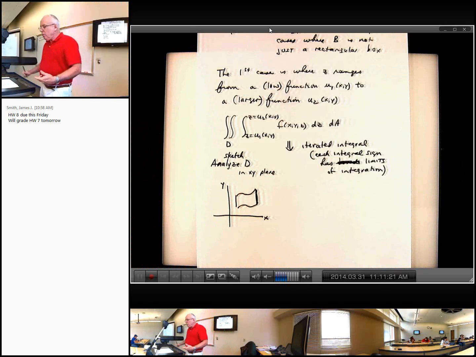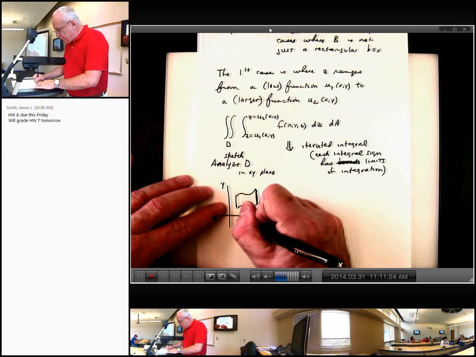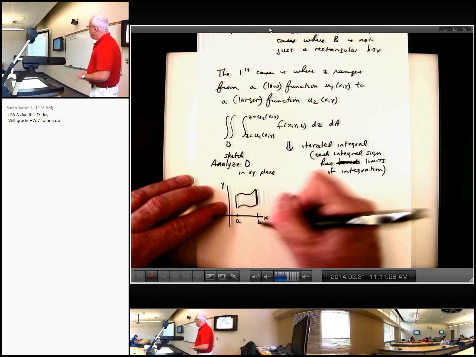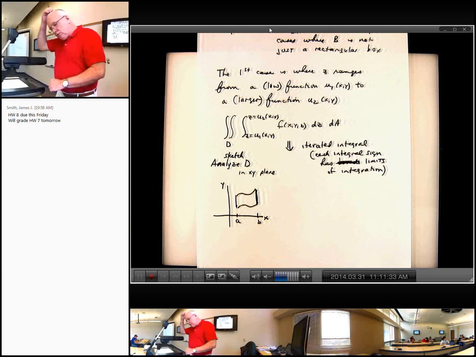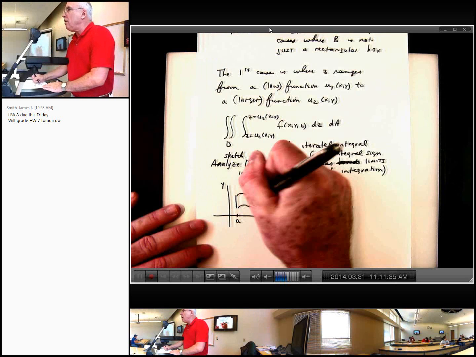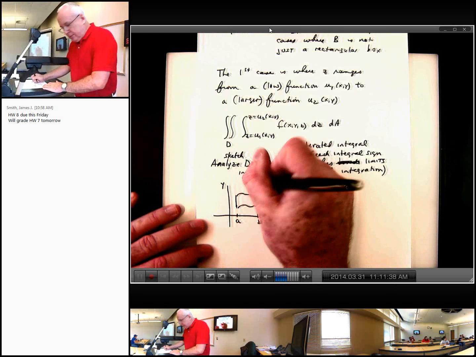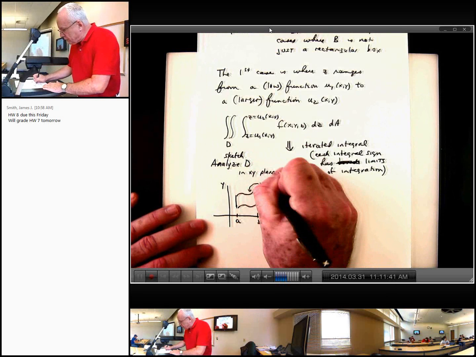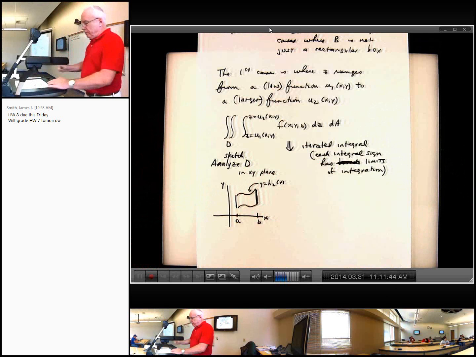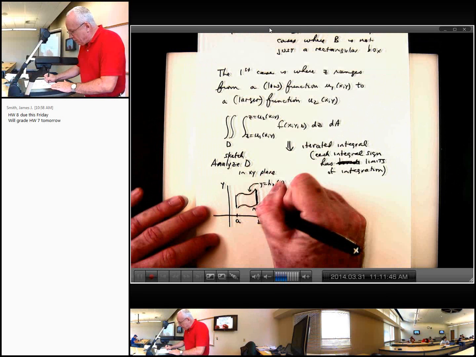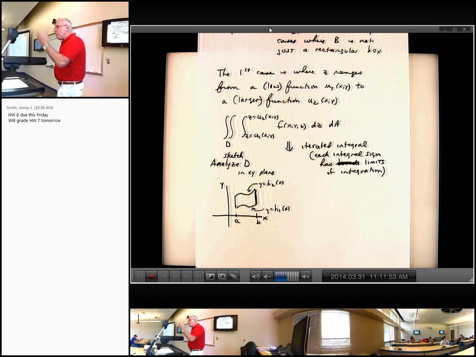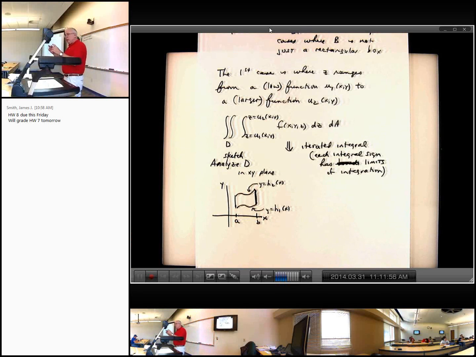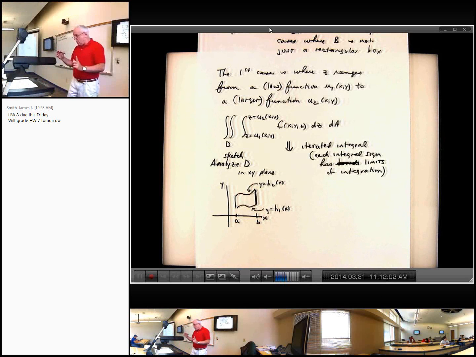So what we have here is x goes from, say, a to b. Notice we just have these straight lines on the left and the right. But y is ranging between two functions of x. This would be, say, y equals h sub 2 of x. The one down here would be y equals, say, h sub 1 of x. So by sketching that D area, we can get those other two limits of integration that we need for x and y.